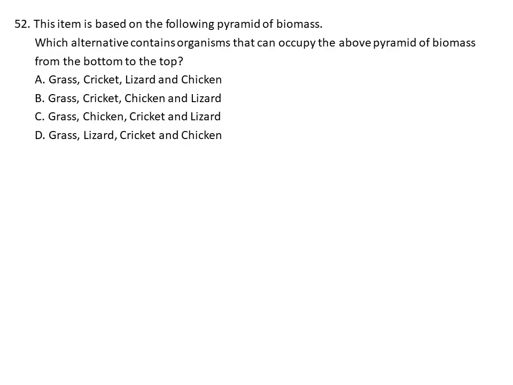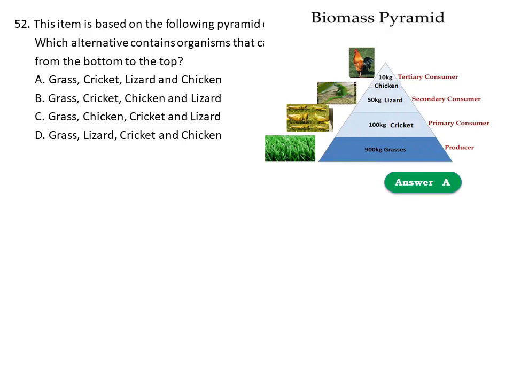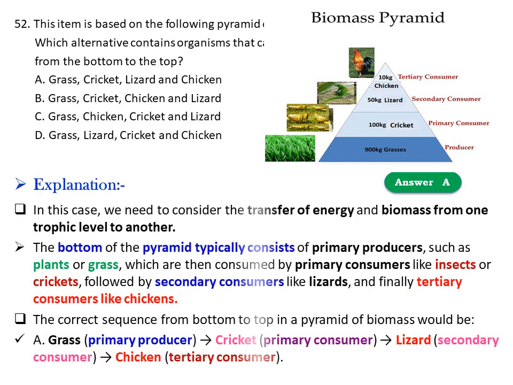Question number 52. This item is based on the following pyramid of biomass. Which alternative contains organisms that can occupy the above pyramid of biomass from the bottom to the top? So the answer should be A. Grass, cricket, lizard, and chicken. We can look at grass, cricket, lizard, and chicken from bottom to the top.